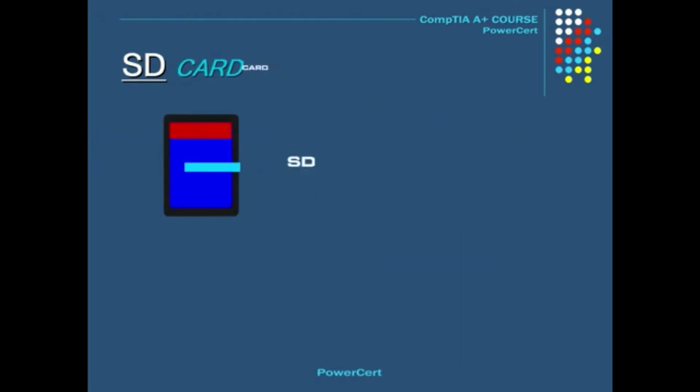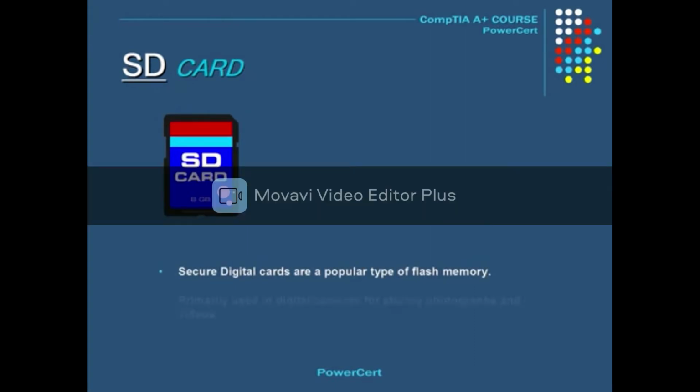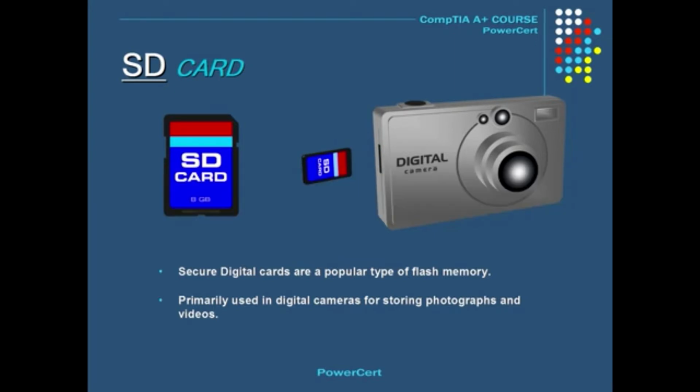Secure digital or SD cards are a popular type of flash memory. These are primarily used in digital cameras for storing photographs and videos. These photographs and videos can then be easily transferred to a computer that has an SD card reader interface. And SD cards come in various capacities, anywhere from 2 gigabytes to 64 gigabytes.